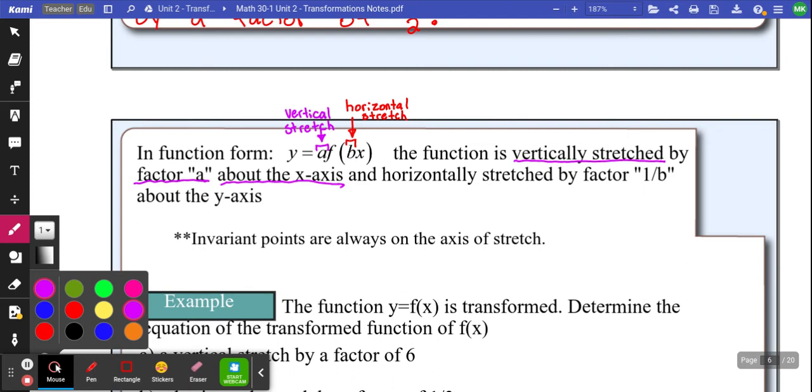The other terminology would be you're horizontally stretching. So that's when we're multiplying the x values by a factor of 1 over b. So remember how we had 2x, and then we actually realized it was 1 over 2? It wasn't doubling, it was dividing. So your horizontal b value is actually 1 over b. And that is about the y-axis. You are stretching away from the y-axis. Or technically closer, if you were squishing it inwards.